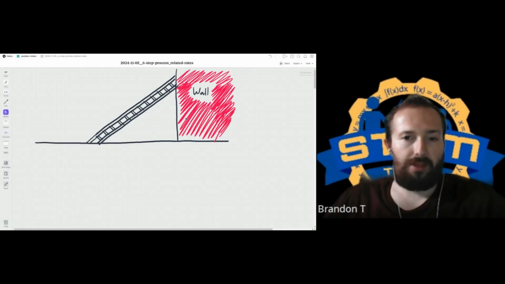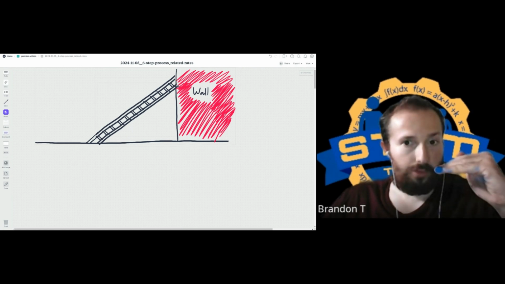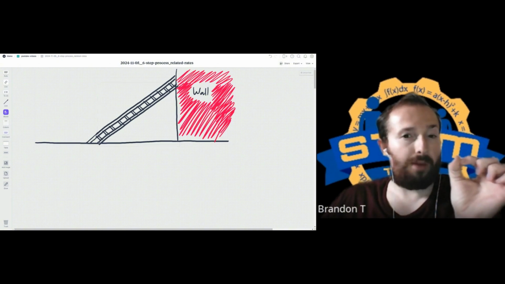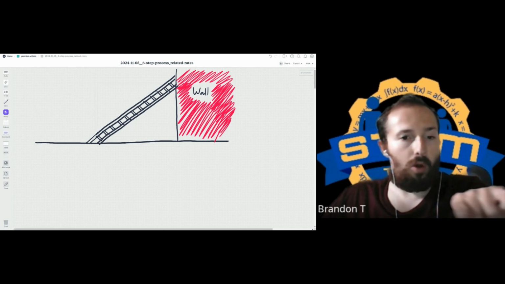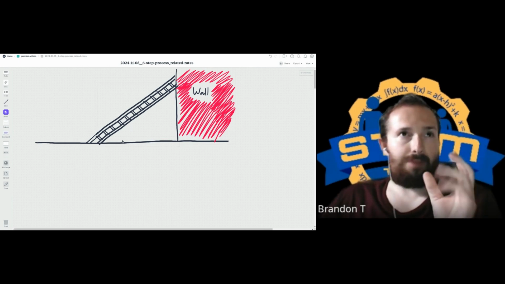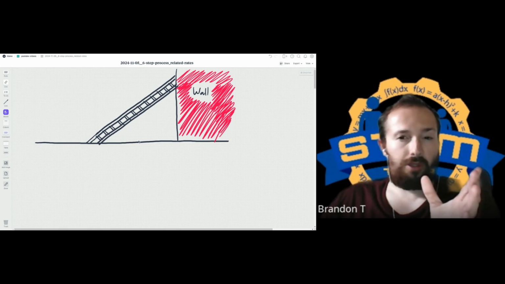This is a standard related rates problem that you'll learn. We have a ladder sliding down the wall. The key idea is that in the problem, they'll give us information about how fast the top of the ladder is sliding down the wall. And we can use that information to figure out how fast the bottom of the ladder is moving away from the wall horizontally. The way we do that is by combining geometry with calculus.